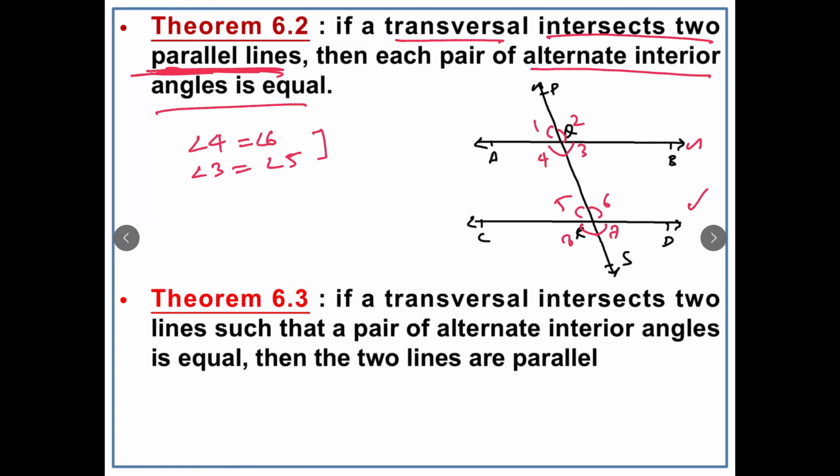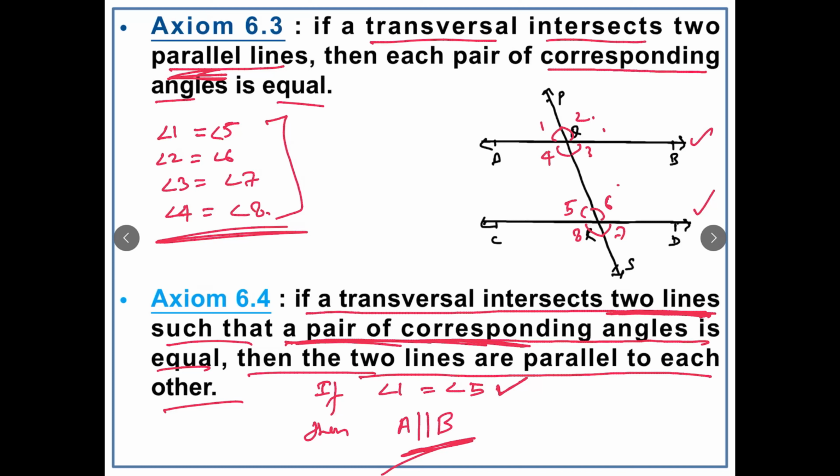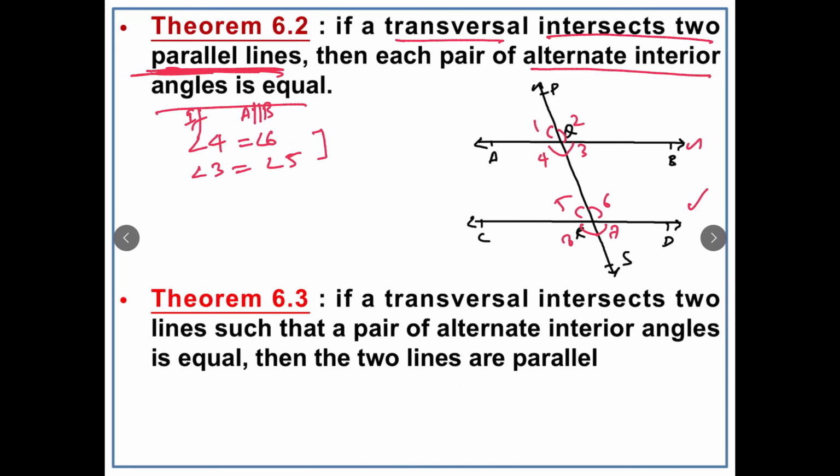So you can write: if A is parallel to B, then angle 4 will be equal to angle 6 and angle 3 will be equal to angle 5.